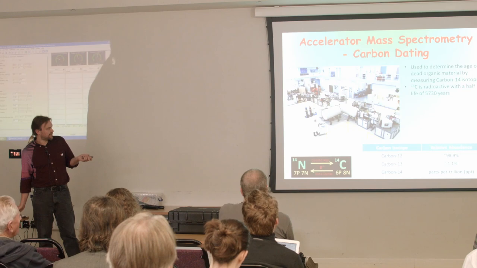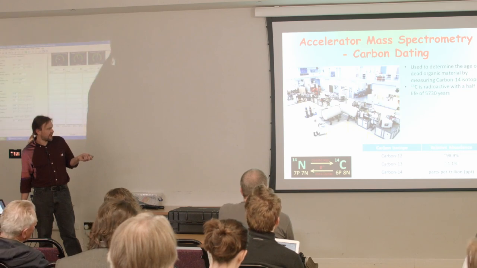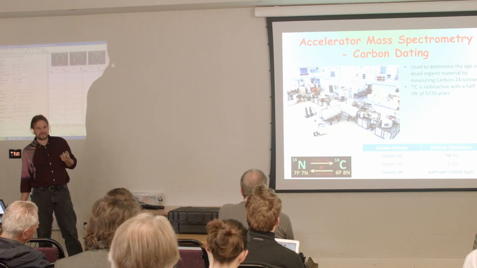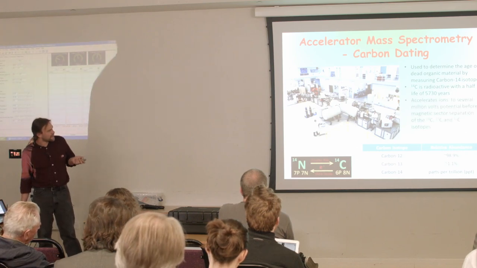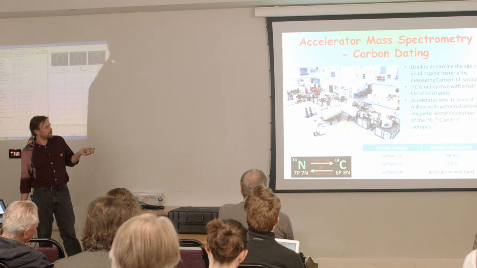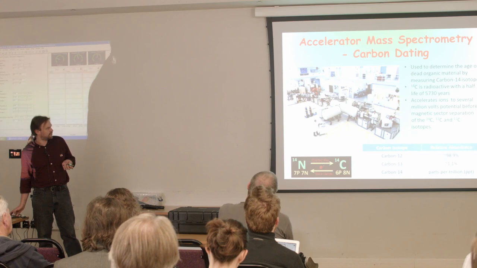So this is the isotopic ratios of our carbon-12, carbon-13, and carbon-14. It's only parts per trillion levels, so it's very sensitive. Not a lot of it around. Basically, the ions are accelerated through the mass spectrometer, and it separates them into carbon-12, 13, and 14, and it measures the isotopic ratio.